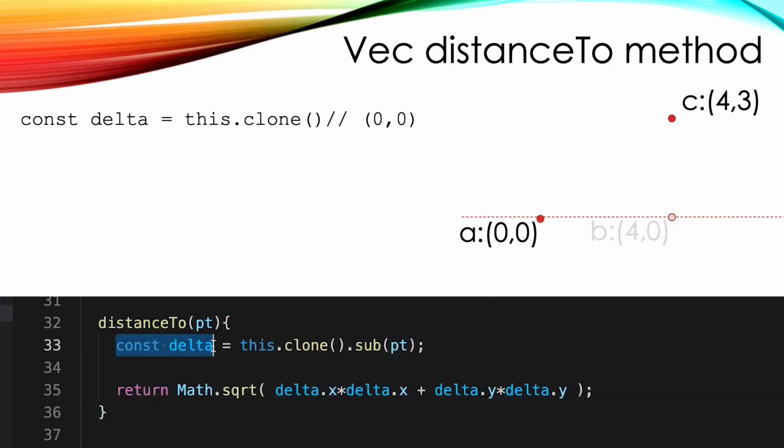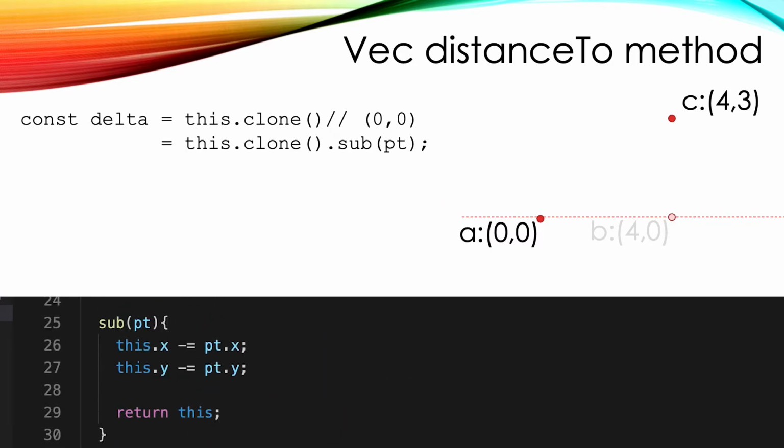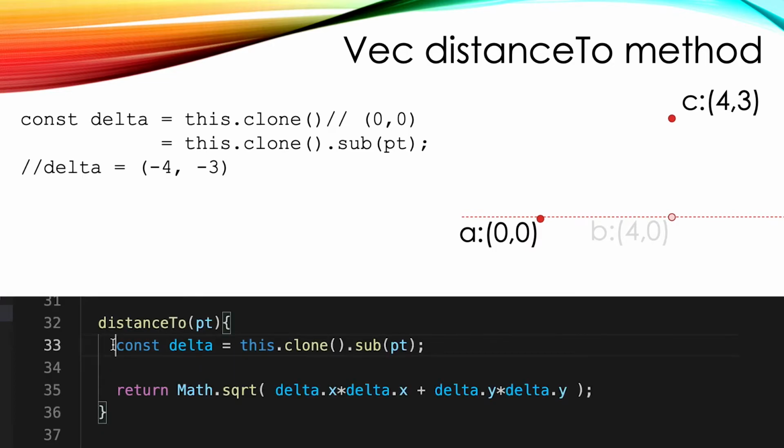Let's take a look at the vec class method distanceTo. First we define a value delta. This is a clone of the vec instance calling the method. Here we have the vec instance A, which has the value 0, 0. Then we use the method sub, which subtracts the passed vec. At this stage delta has the values -4, -3.